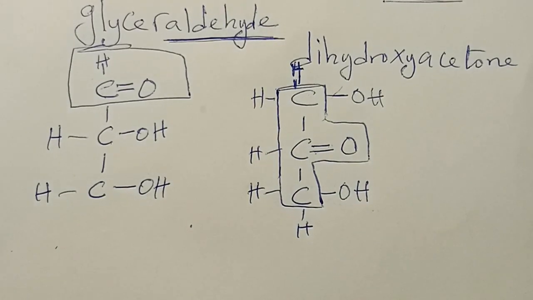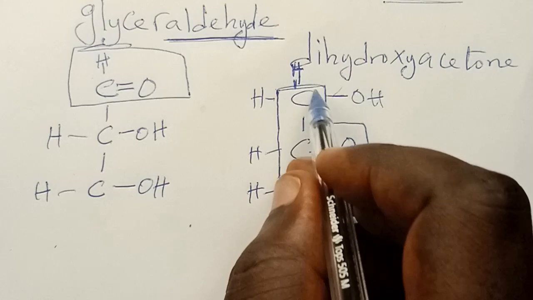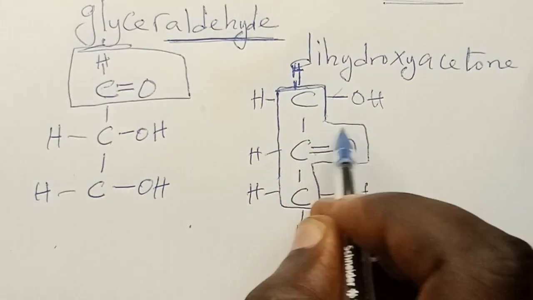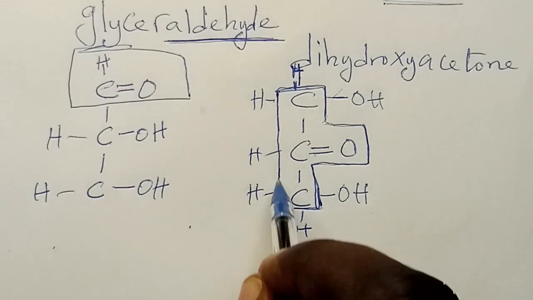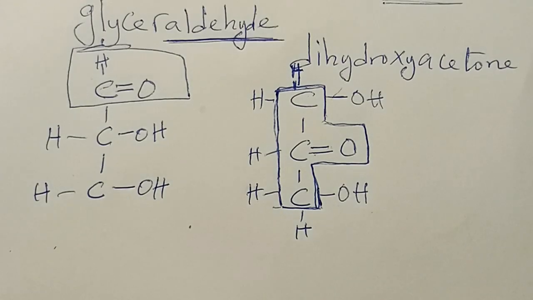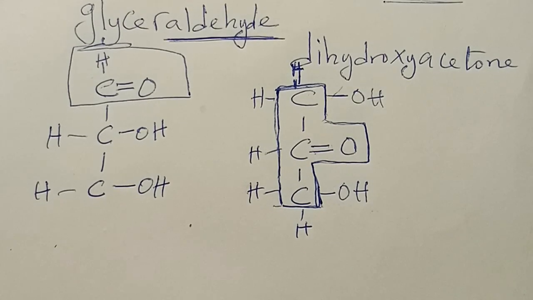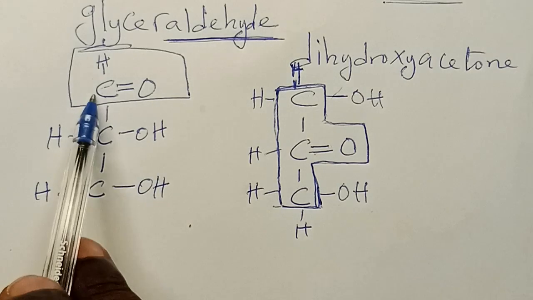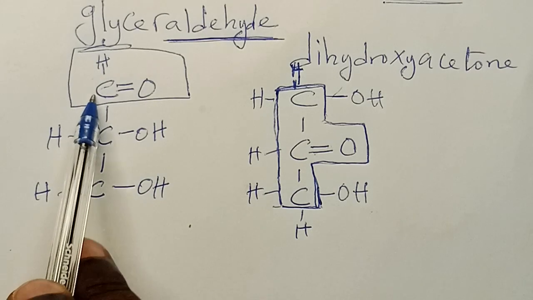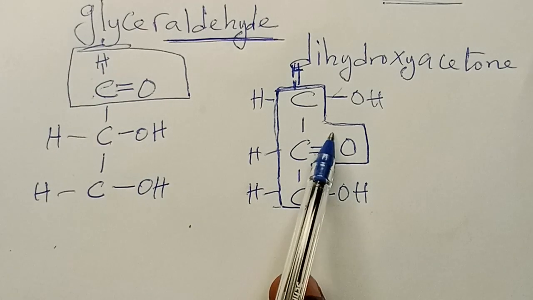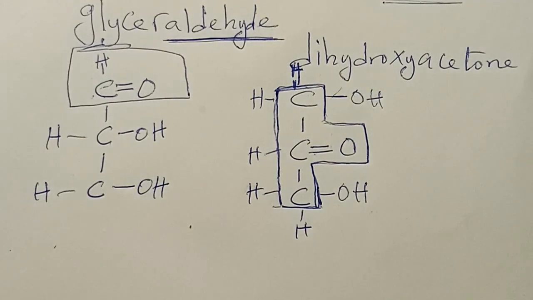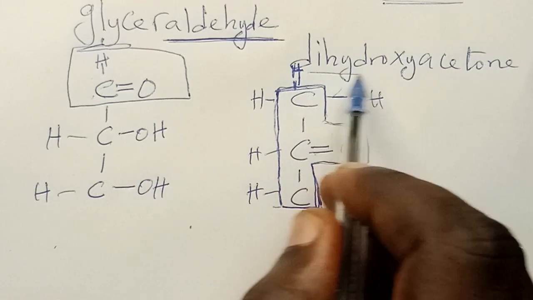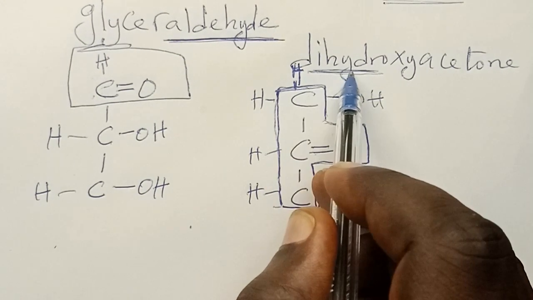You can see this square, or this structure which we have highlighted here, is the keto group. That is the acetone, the keto group. You can see for this case, this is the aldehyde group. For this case, this is the keto group. And this is called dihydroxyacetone.